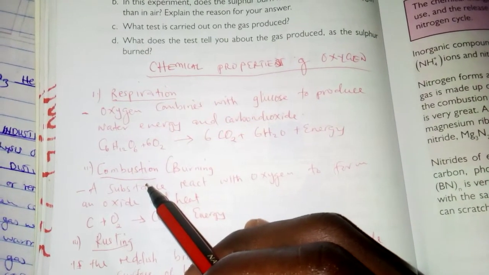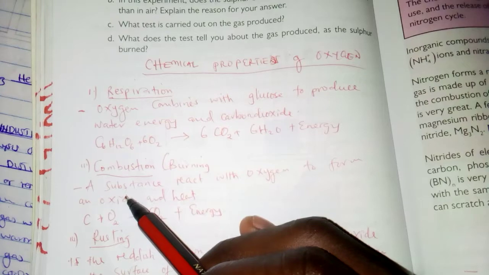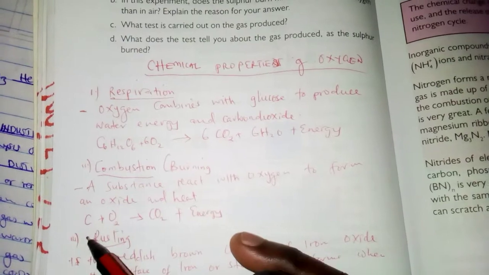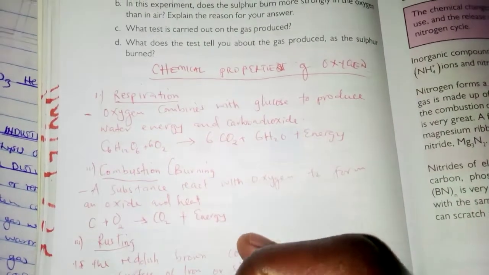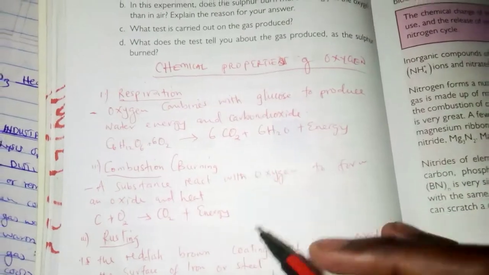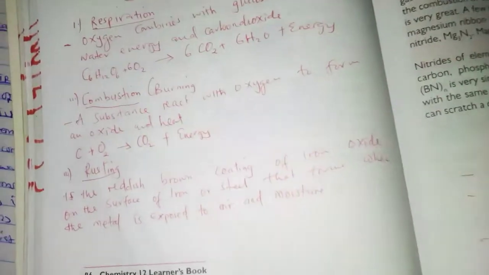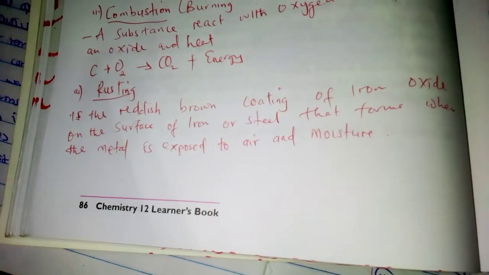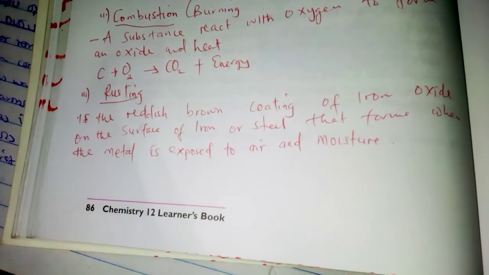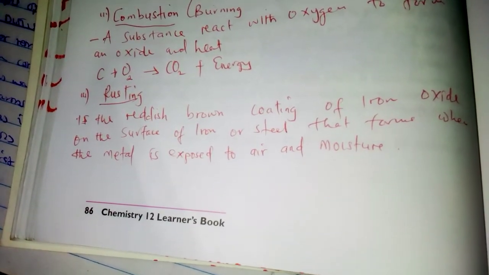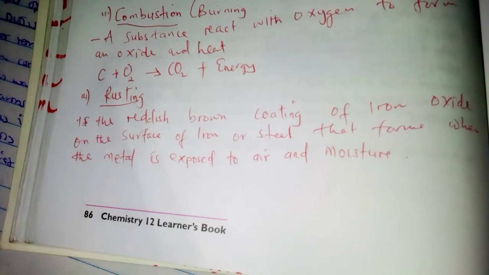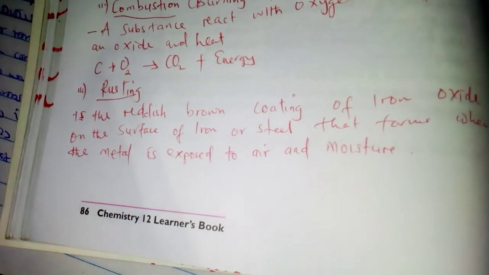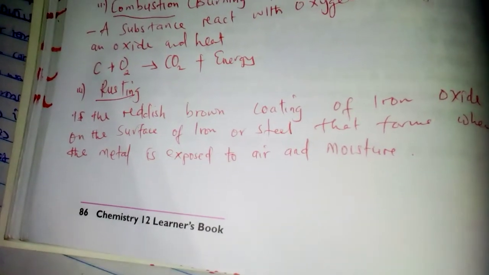Oxygen is involved in combustion, meaning that a substance can react with oxygen and the result will be an oxide and heat. For example, carbon plus oxygen gives carbon dioxide. Then heat, which is energy, is produced. Then rusting also. So what you should know is that rusting is a reddish brown coat of iron oxide on the surface of iron or steel that forms when the metal is exposed to air and moisture. So there's something that will appear brown or reddish on iron metal.